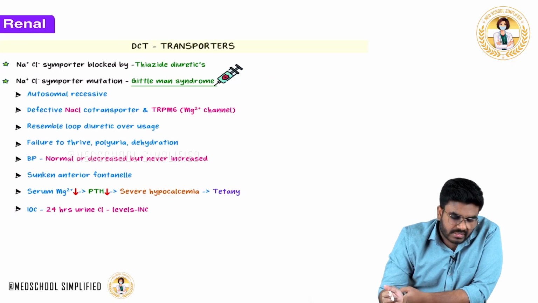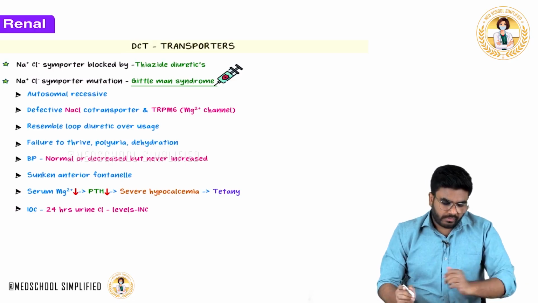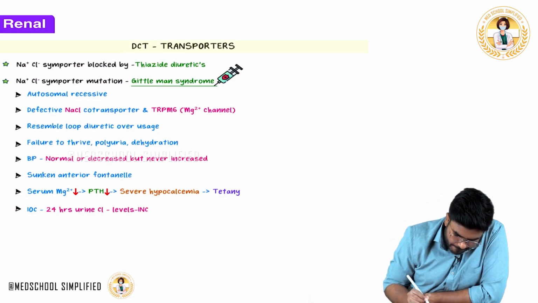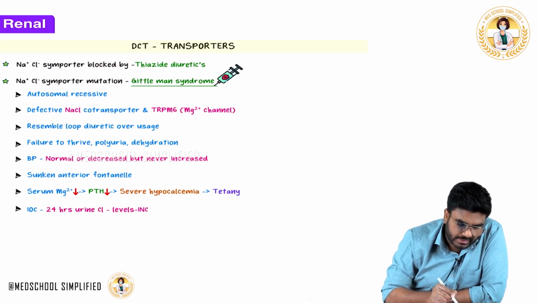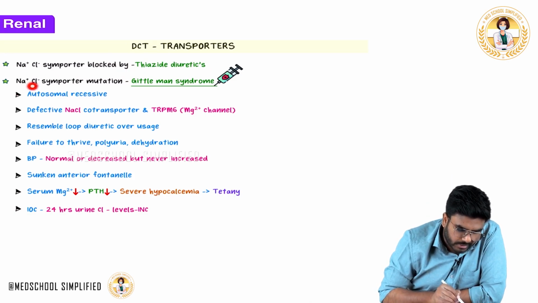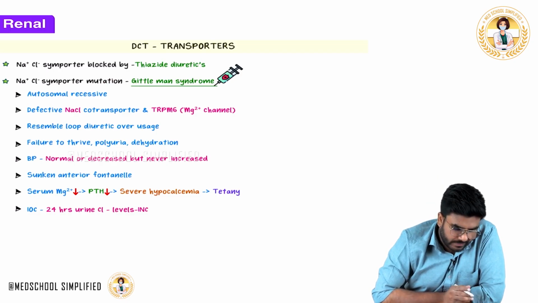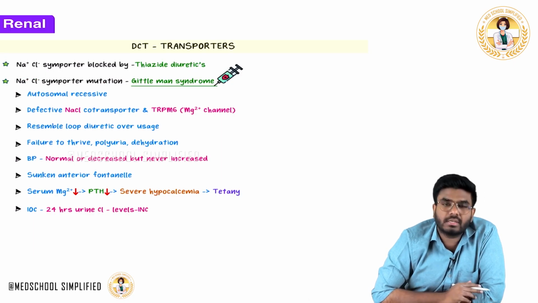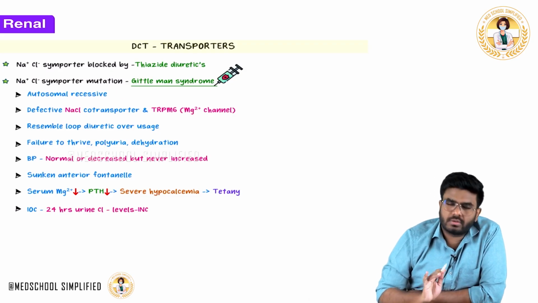Now after this, let's discuss a syndrome called Gitelman syndrome. Now, sodium chloride symporter, yes, we have discussed. The sodium chloride symporter on the DCT is blocked by thiazide diuretics. Now consider the sodium chloride symporter mutation. There is this one baby, and by birth itself the sodium chloride symporter is not functioning. Then the syndrome is called Gitelman syndrome.